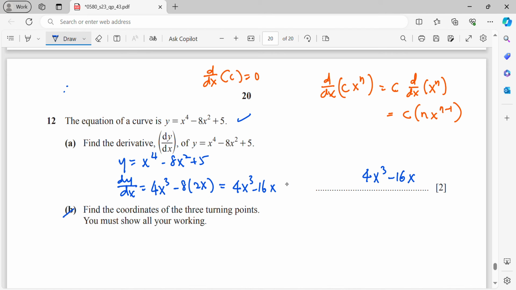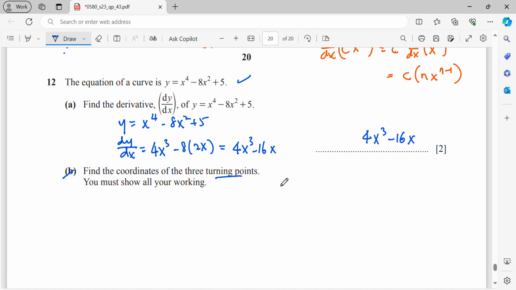Now part B, find the coordinates of the 3 turning points. Show all your working. Turning points means dy/dx equals 0. Since we have found the dy/dx in the previous step, just rewrite it and let it be 0. I notice that for the right side, the common term is 4x. So factorize 4x, then inside the brackets, you'll be getting x squared minus 4.